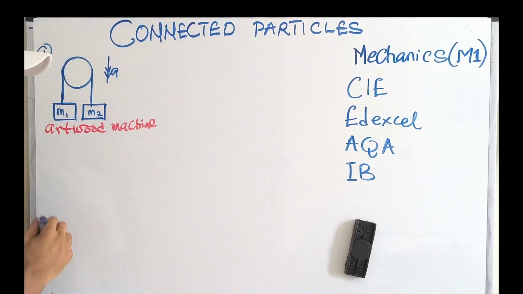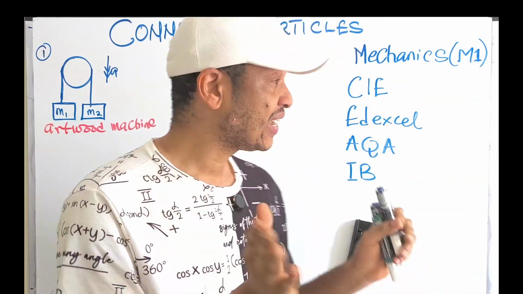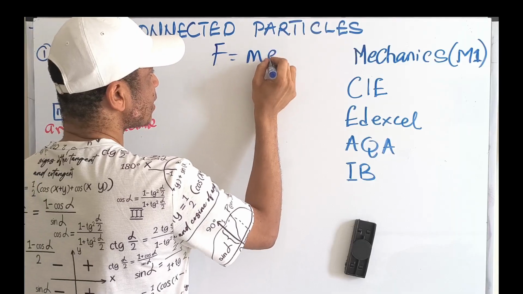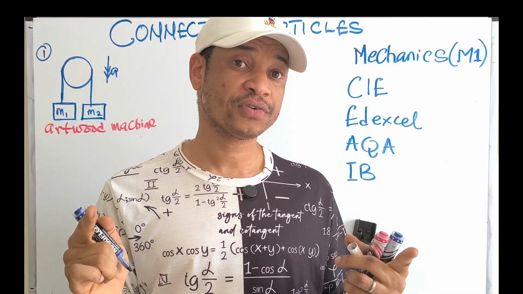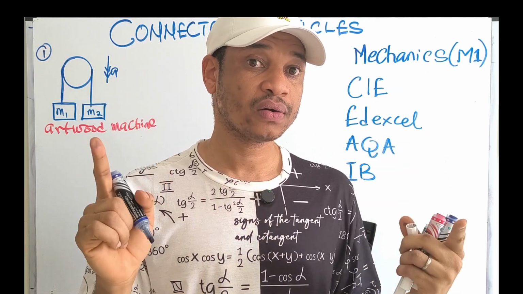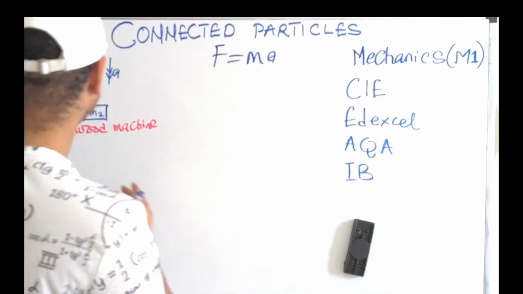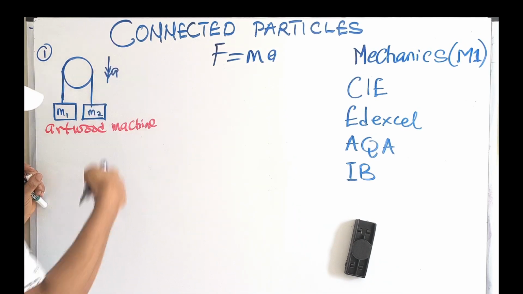Okay, now let's see how we can resolve this. Whatever you're doing in connected particles is just F equals ma. Don't forget that. F equals ma, Newton's second law of motion. Okay? All right. So this particle is going like this. So I will do, this is the direction.